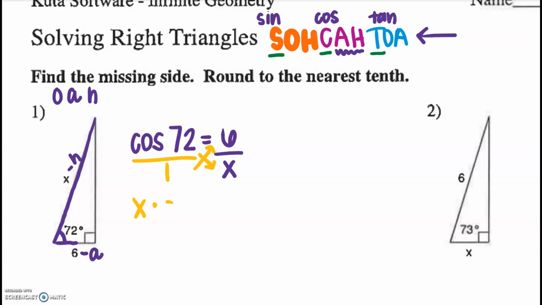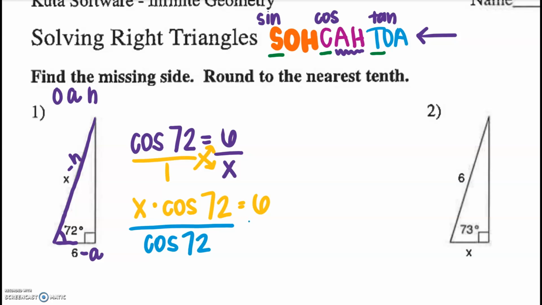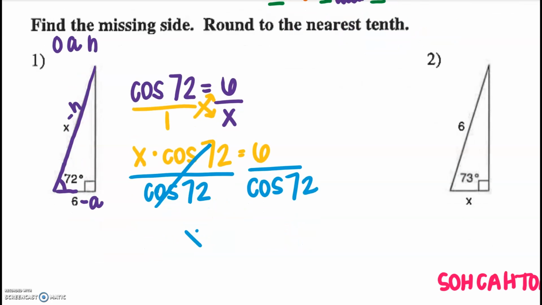So x times the cosine of 72 equals 6. Now cosine of 72 is actually a number, so that's why it can travel as a number. It's not a variable. And I'm going to solve for my variable, get it by itself, the same way I would if I had a whole number there. So cosine of 72 is going to be divided by, that will cancel out that information. So I get x equals 6 divided by the cosine of 72.